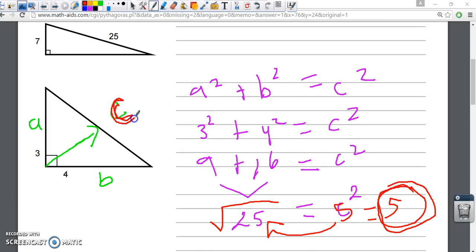So this example is what to do when the hypotenuse is missing and you're looking for C, which is the hypotenuse, okay? My next video will show you what to do when you have A or B missing.